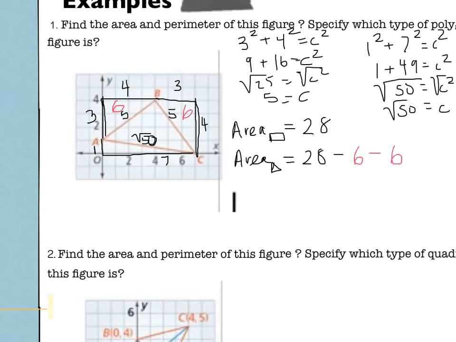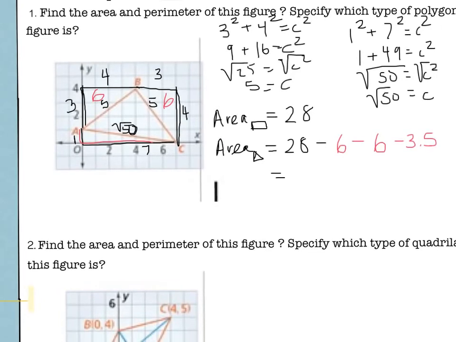And then down here we've got a 1 by 7. We want to divide that by 2, and we should get 3.5, which would make our area of the figure 12.5. Now we just need the perimeter.